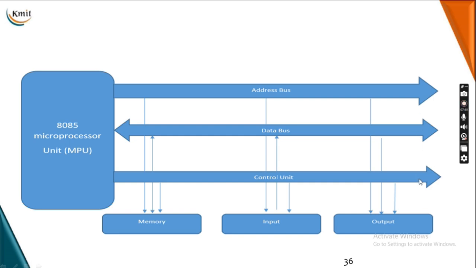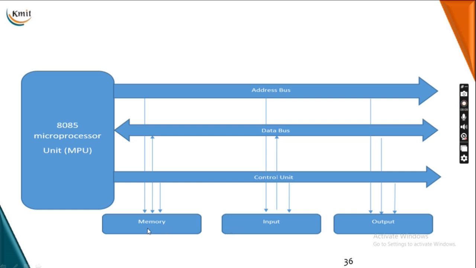Clear? These 3 are my buses available in the microprocessor. Address bus, useful for carrying the address. Data bus, carrying the data. Control bus, carrying the control signals to the output devices.